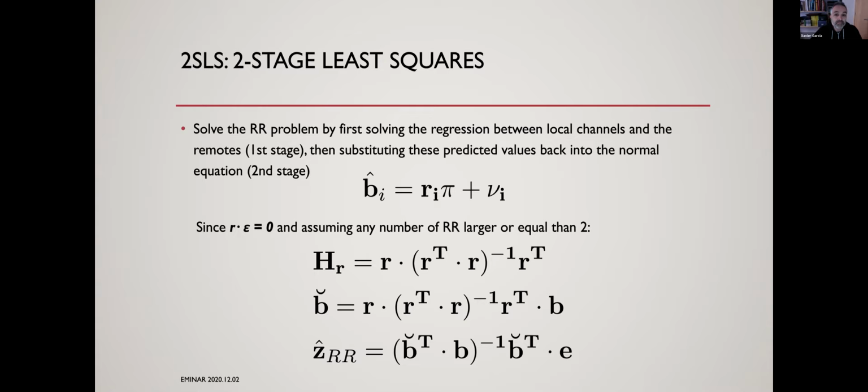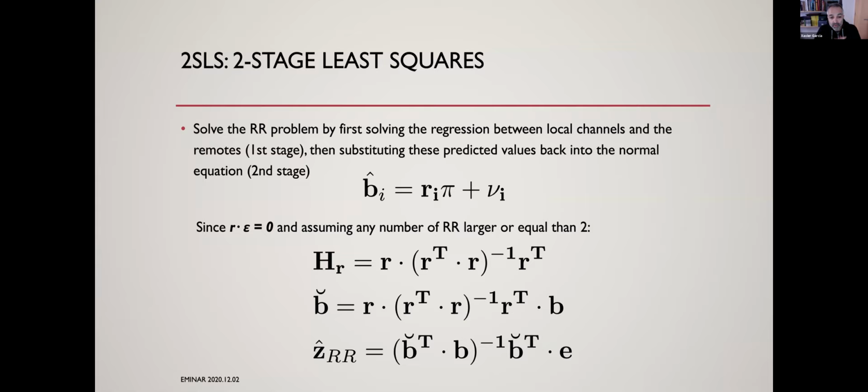The way of solving the remote reference problem in the general case is through two-stage least squares. I think Alan mentioned it like this in his later publications. First, you need to do a regression between the local magnetic channels and the remotes, which will be the first stage. Then you substitute these predicted magnetic values back into the normal equation, which would be the second stage. And considering that the remotes are not correlated to the local noise, we can obtain the following equations.